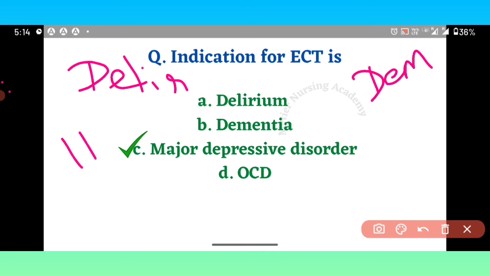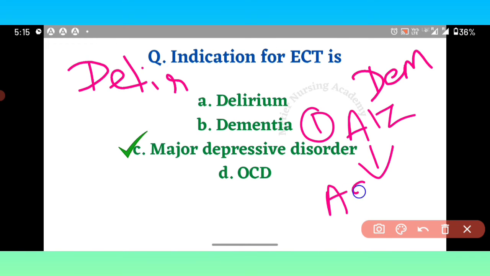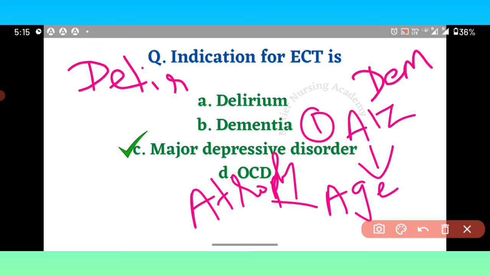And in dementia, in which disease condition will you see dementia? This is the golden point. The first disease where we can see dementia is Alzheimer disease. It is caused because of increasing age. So what will happen with increasing age? The brain cells become atrophied. Brain cells are going to get what? Atrophy. So the brain cells are going to get atrophy and death will happen.